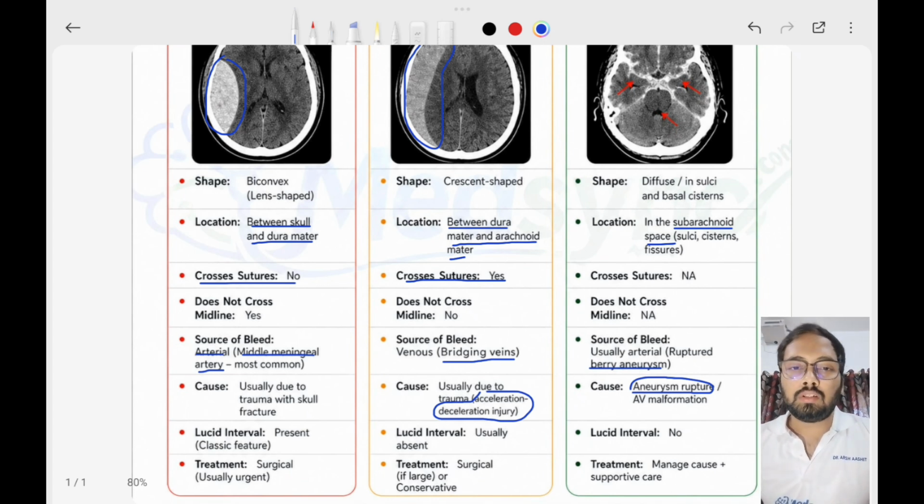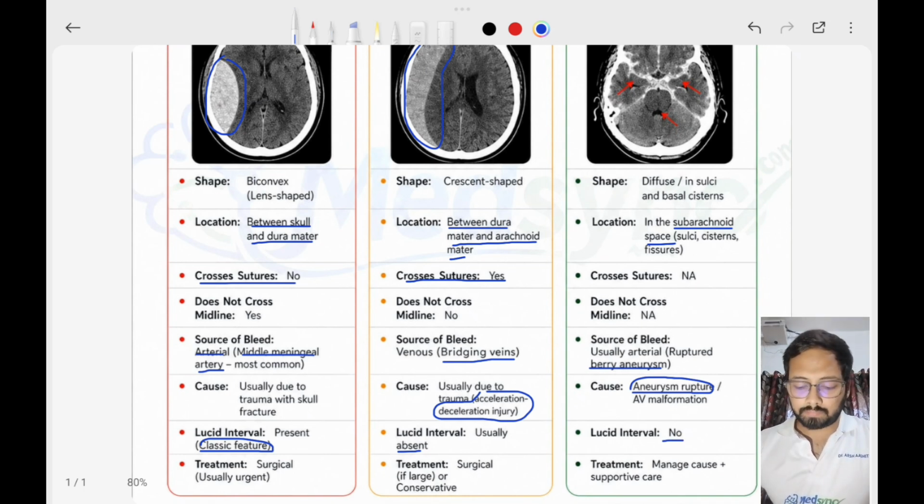Now lucid interval. In lucid interval, an unconscious trauma patient will regain consciousness and appear normal, but after that there will be rapid deterioration in his condition. This is a classical feature of epidural hematoma, and it will not be present in the subdural or subarachnoid hemorrhage. It will be absent in those.